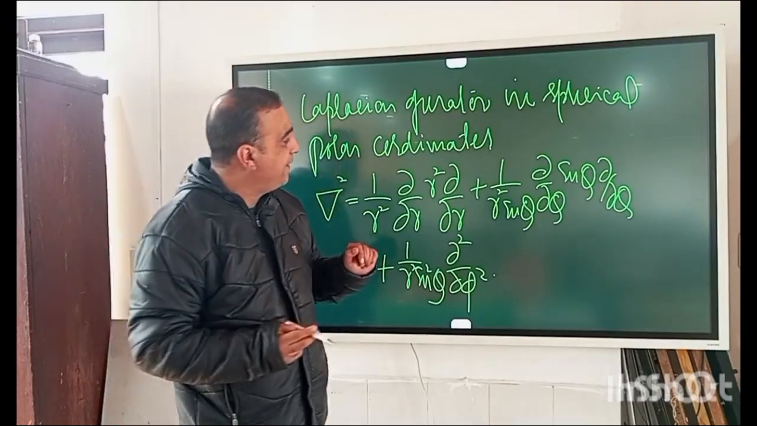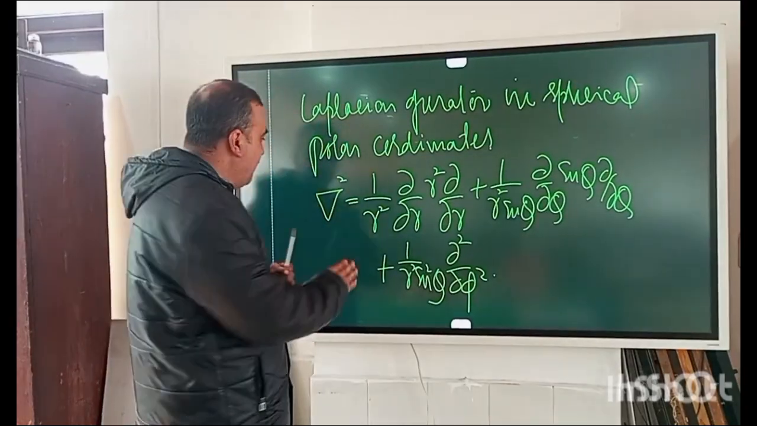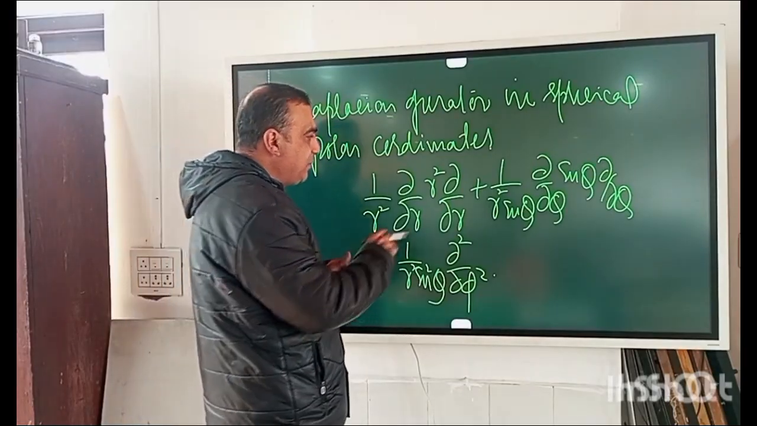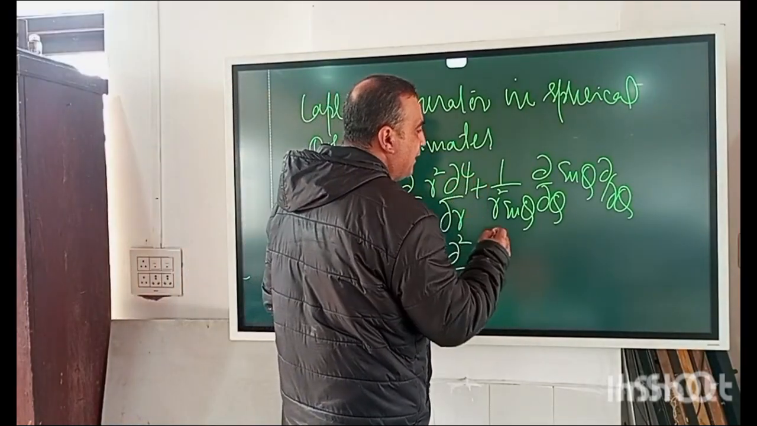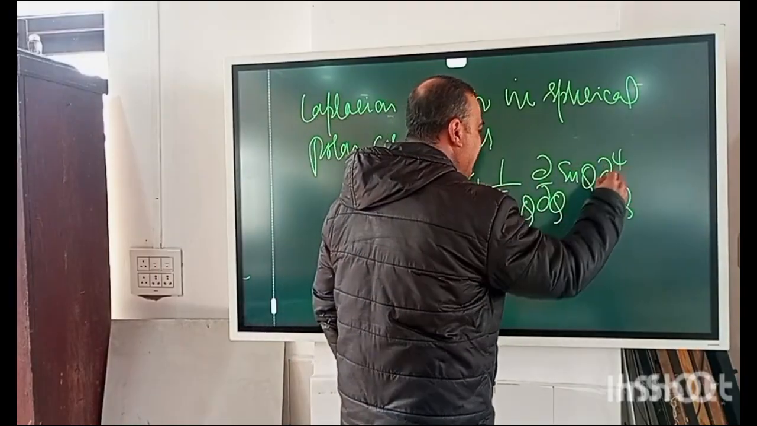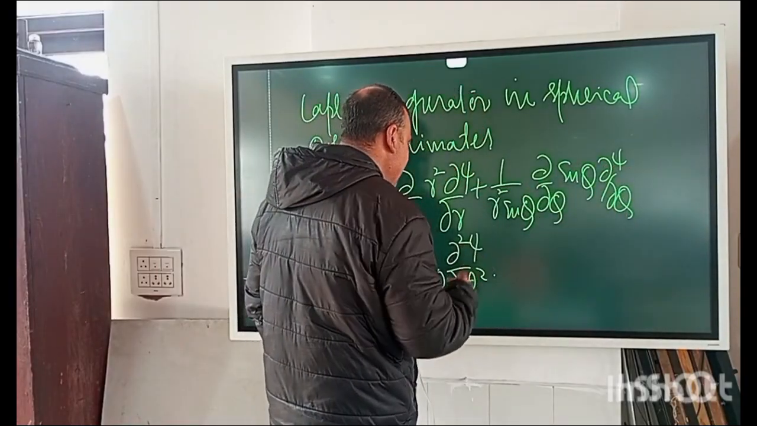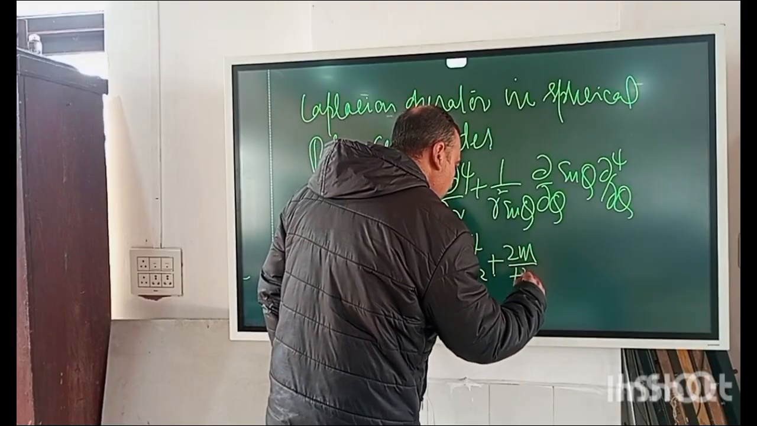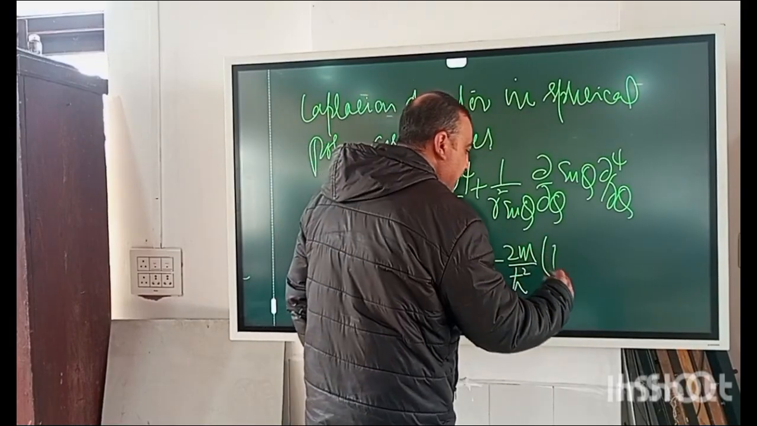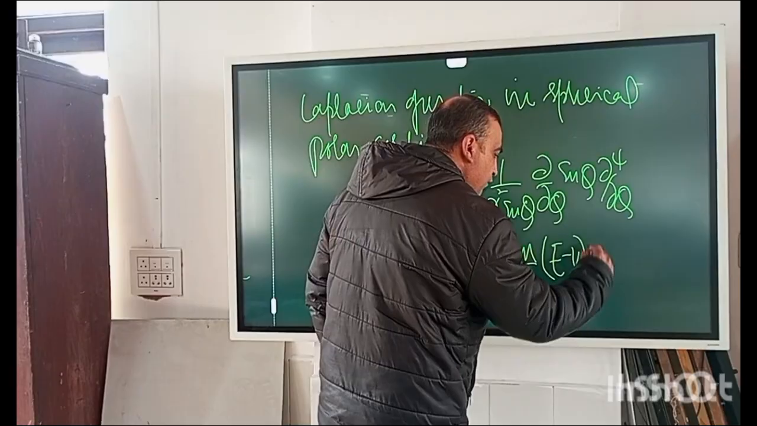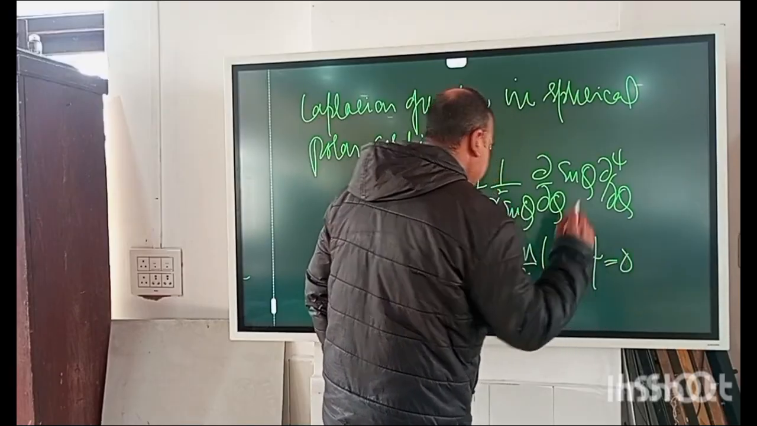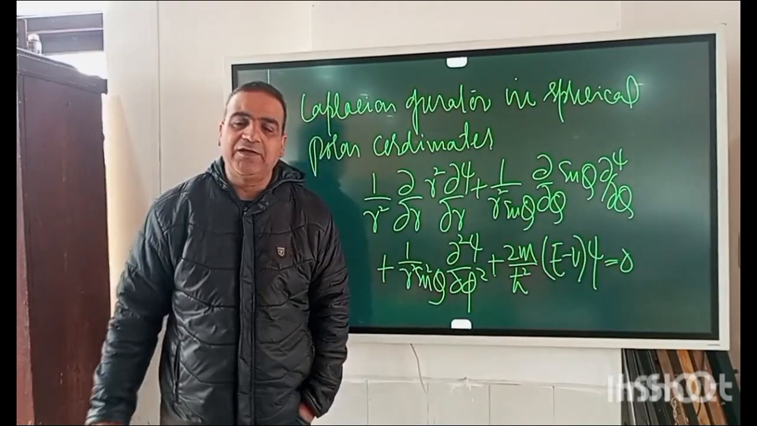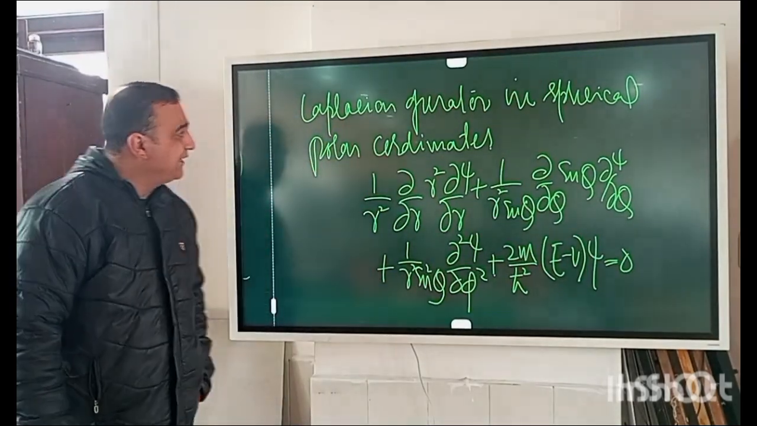So if I have to write down the Schrodinger's equation here, this is my del squared, and I will incorporate psi, and then plus 2m by h bar squared times (E minus V) of psi is equal to 0. So this is my Schrodinger's wave equation in spherical polar coordinates.